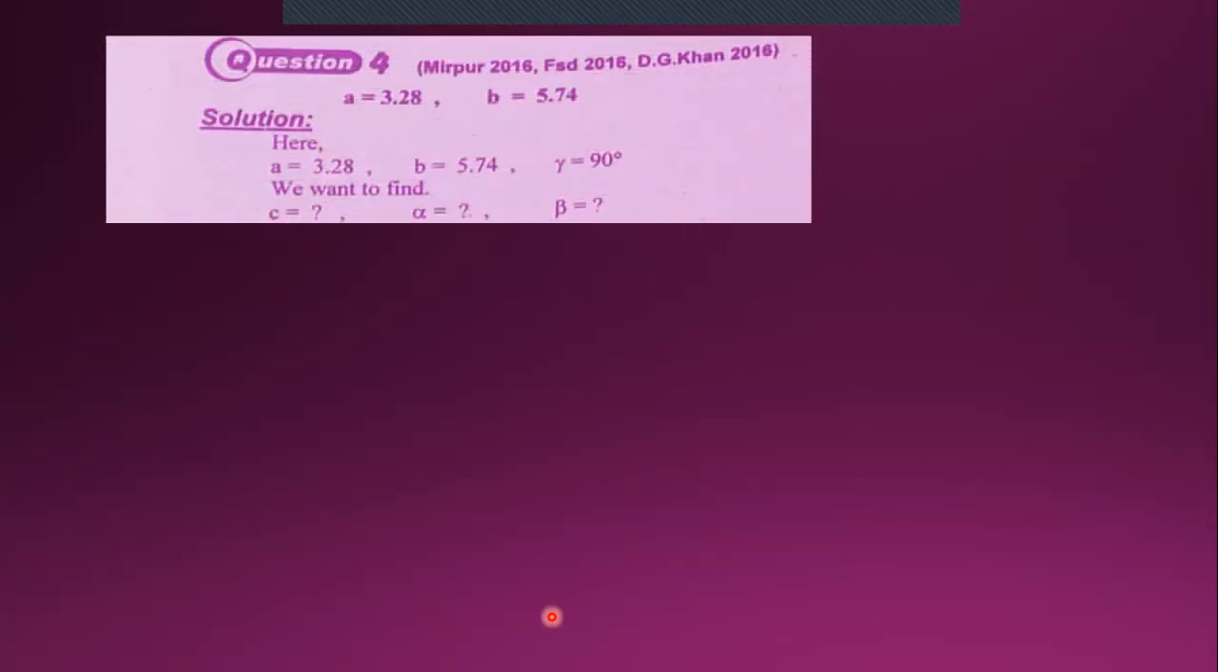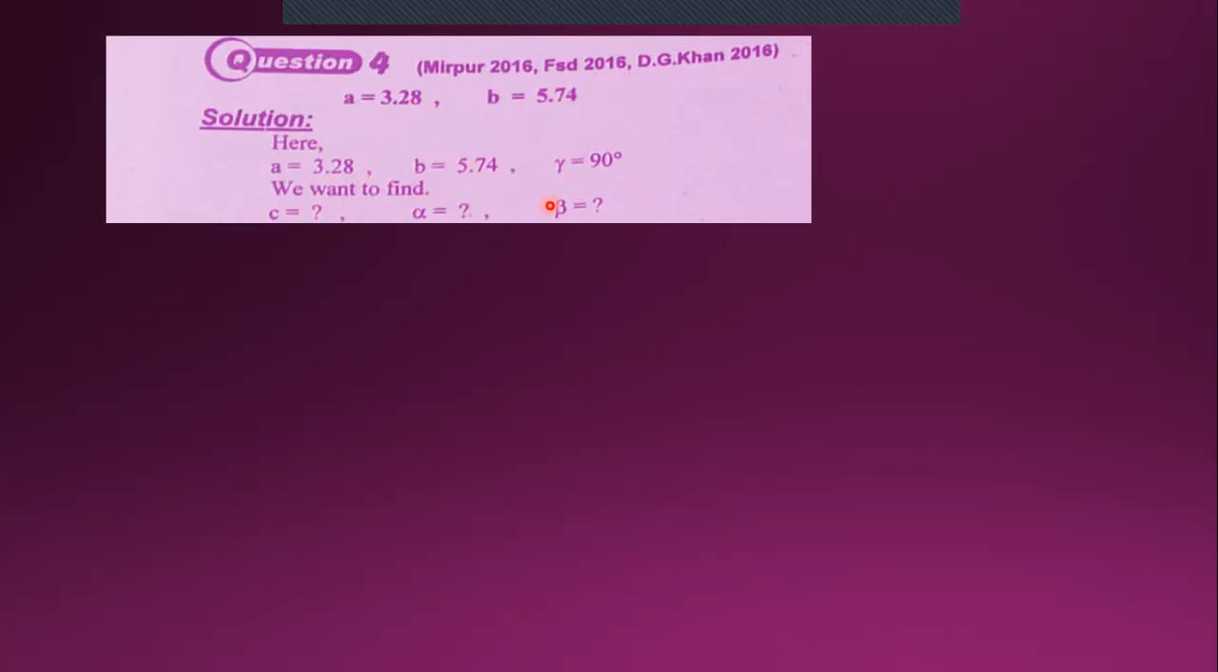Question number 4. A is equal to 3.28, B is equal to 5.74. It is now a second case. Here two sides are given and one angle known, which is gamma equal to 90 degree. These are the known things: A equal to 3.28, B equal to 5.74, and gamma equal to 90 degree. We want to find C, alpha and beta.